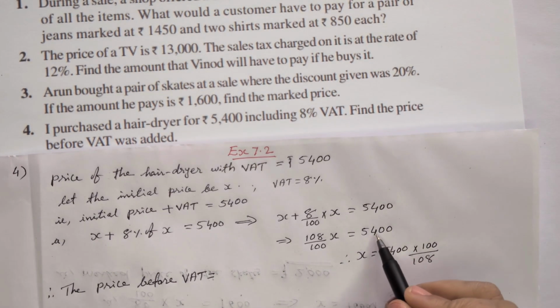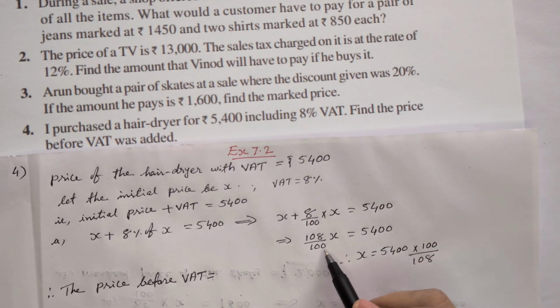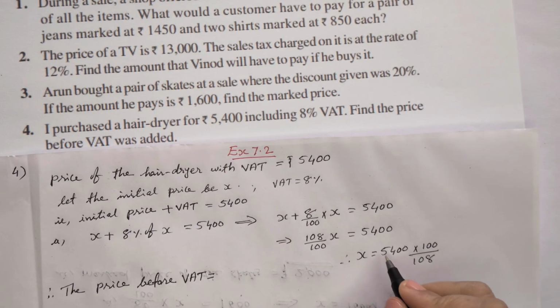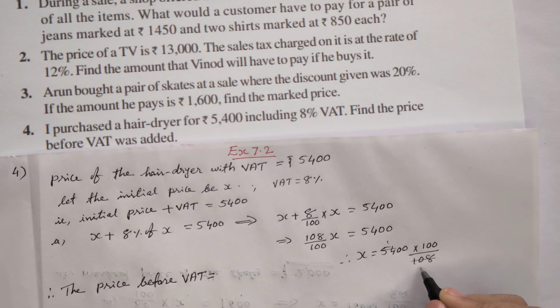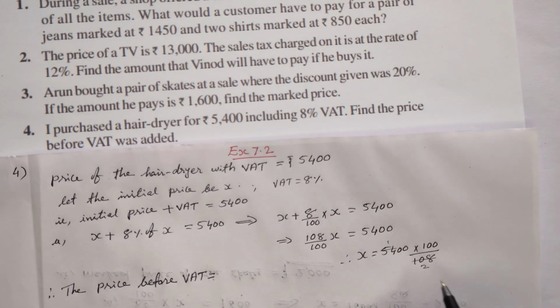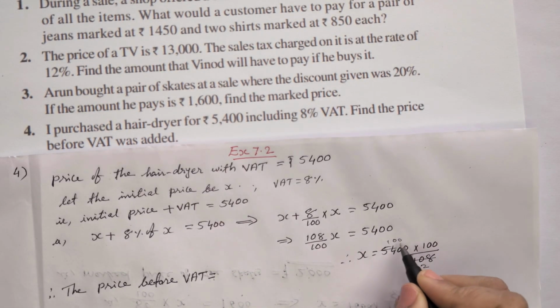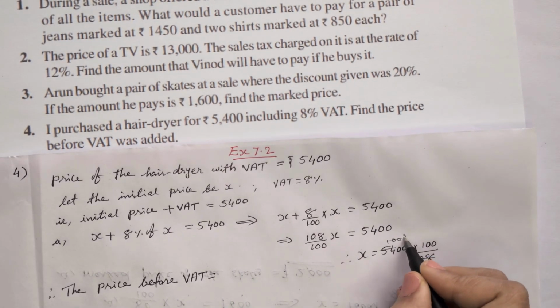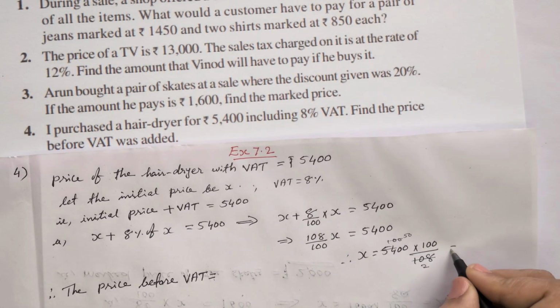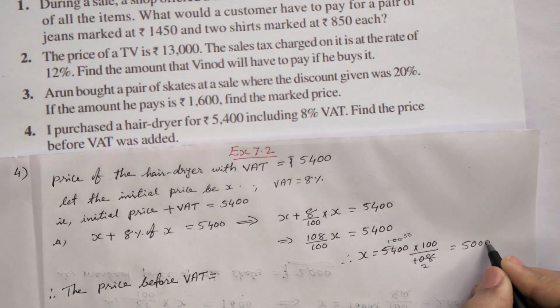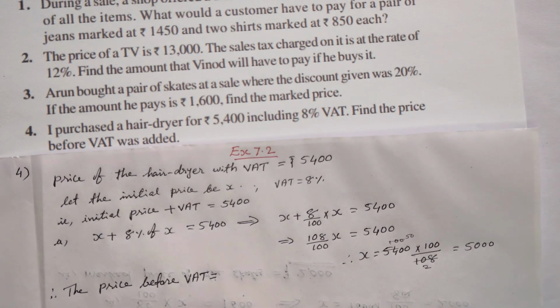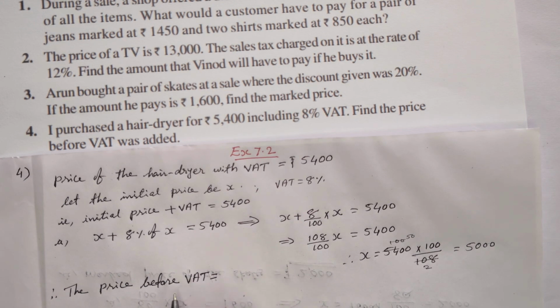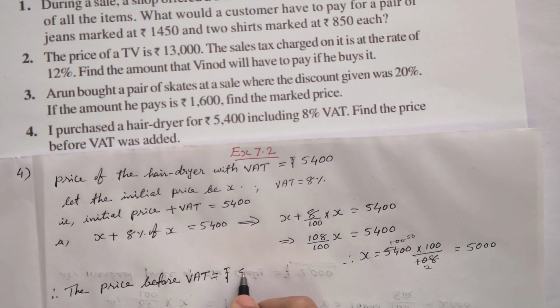So x is equal to 5400 into 100 by 108. 54 one time here, here that 2 times. 2 into 54 is 108. So here 100, half of 100 again it will come 50. So 50 into 100, 5000. So we can write therefore the price before VAT, the price of the hair dryer before VAT is equal to rupees 5000.